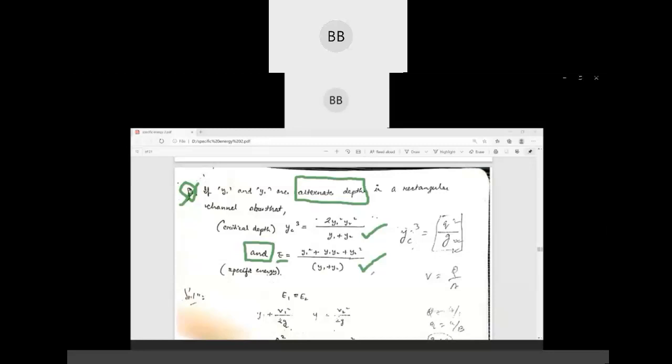So what the question says, if y1 and y2 are two alternate depths in a rectangular channel, then we have to prove that our critical depth cube is equal to this expression, and for specific energy is this expression, that is y1 square plus y1 y2 plus y2 square divided by y1 plus y2.